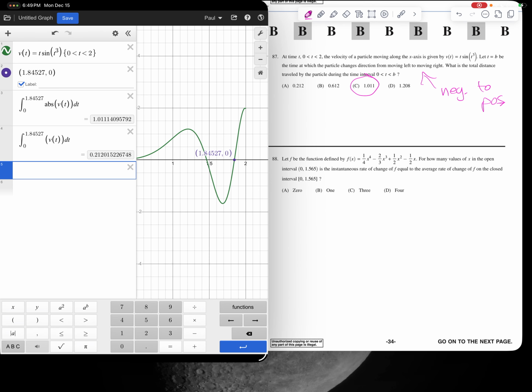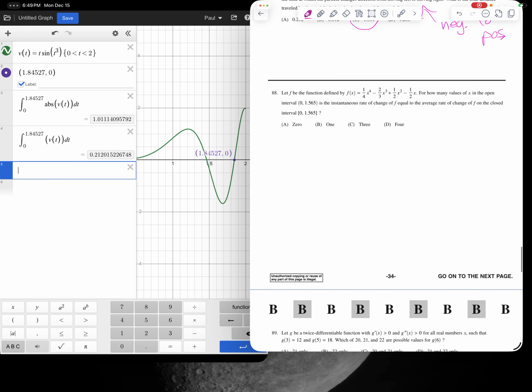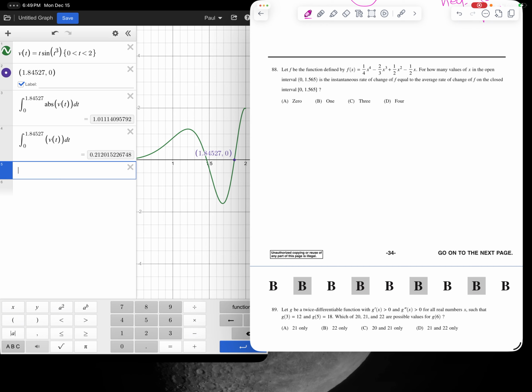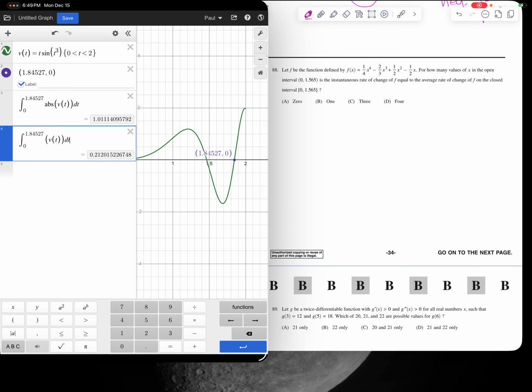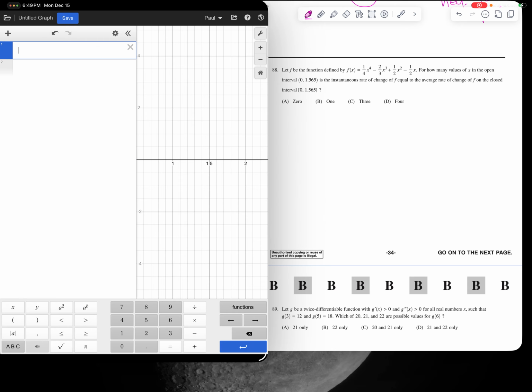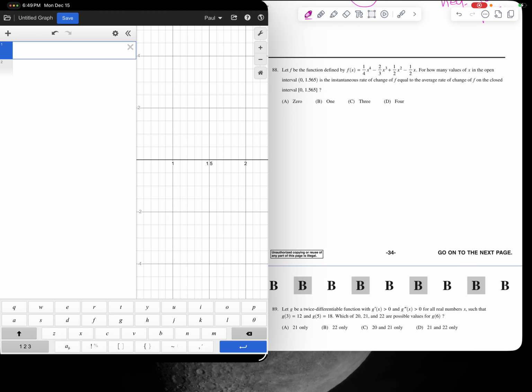All right, let's see if there's anywhere else that our calculator can help, or if Desmos can help. 88, let f be the function defined by... for how many values of x in the open interval is the instantaneous rate of change equal to the average rate of change on that closed interval from 0 to 1.565? All right, Desmos is absolutely going to save us, and I will show you how. This one will be a little easier to type.